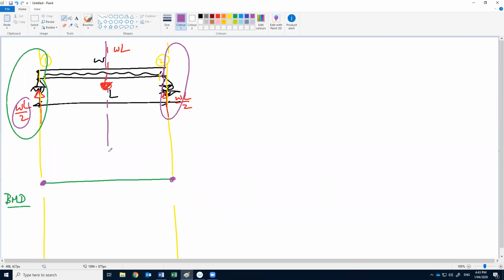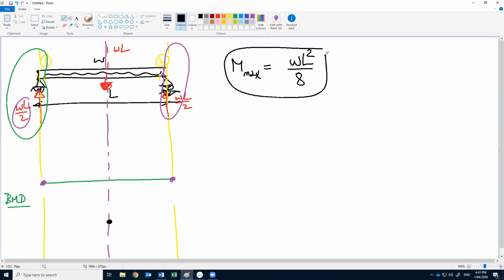The moment for this case, the maximum moment will be at the middle. So this is the maximum moment. M maximum will be WL square divided by 8. This is our maximum bending moment.